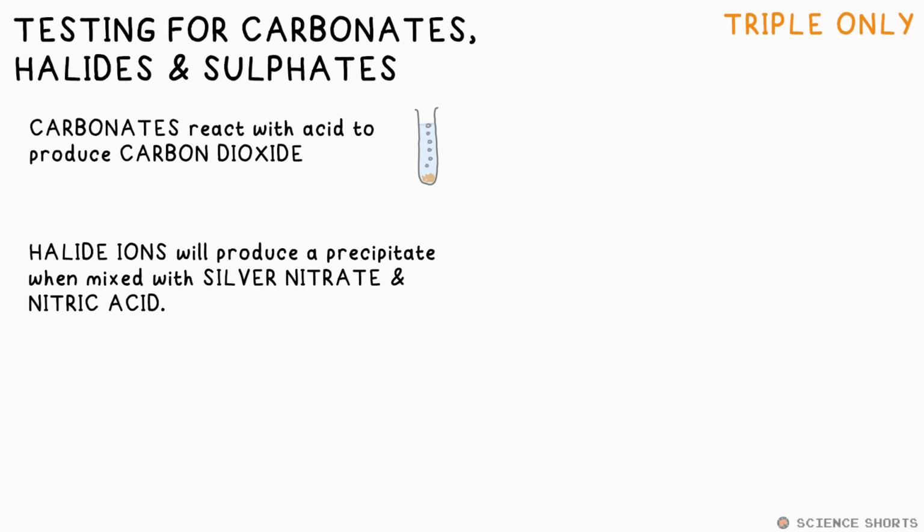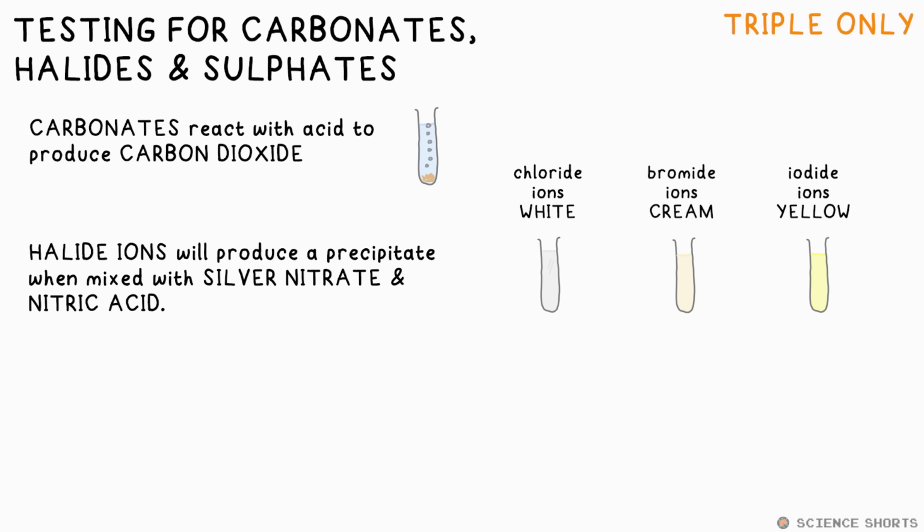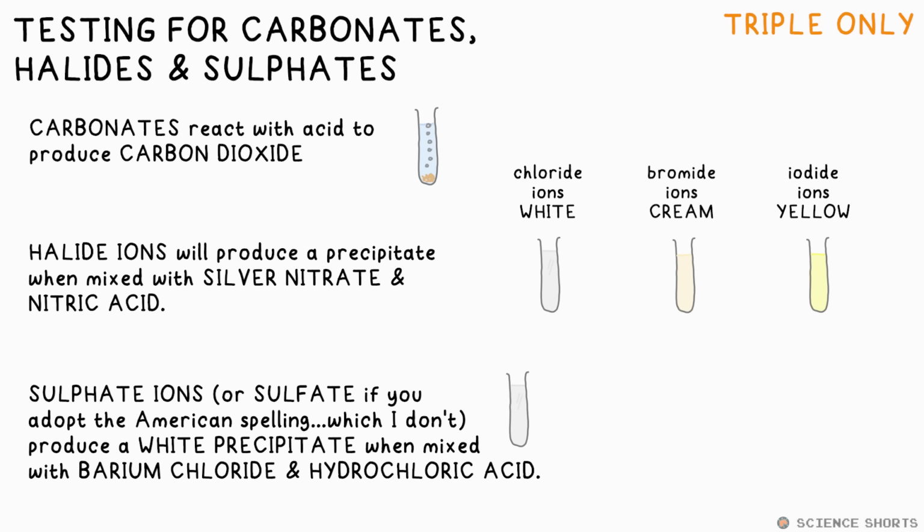We test for halide ions, that's halogen ions, by mixing with silver nitrate solution and nitric acid. If chloride ions are present, silver chloride is made, that's a white precipitate. If it's bromide ions, silver bromide is made, that's cream. Silver iodide, yellow. Finally, sulfate ions will produce a white precipitate when mixed with barium chloride and hydrochloric acid.